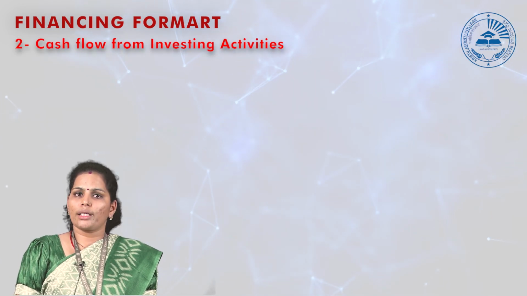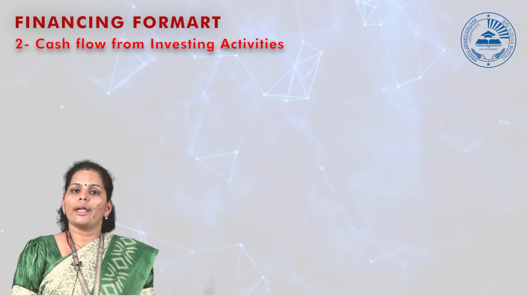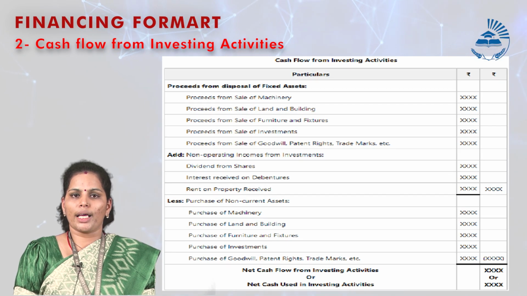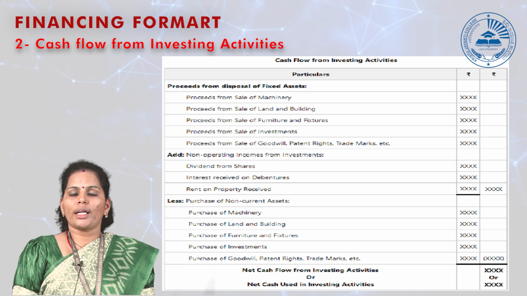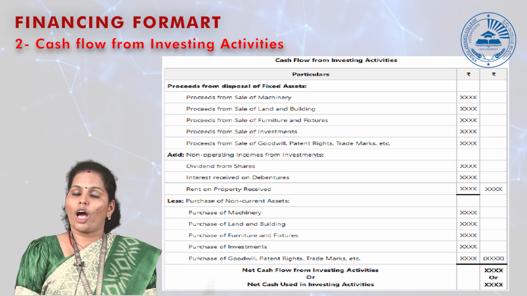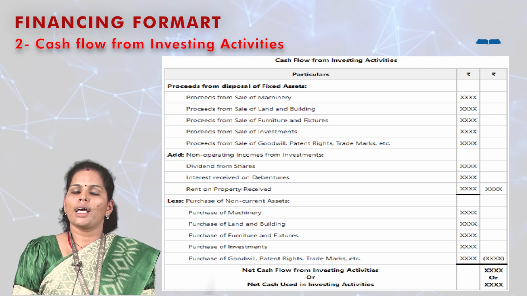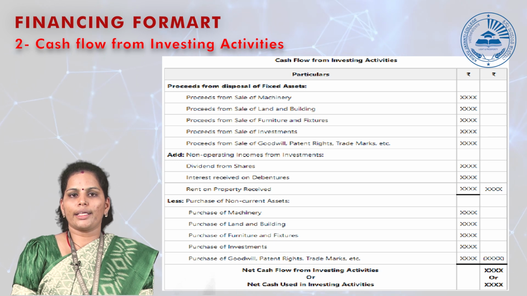How do you find out whether it is inflow or outflow? It's very simple. When you take net profit, add non-operating expenses as well as non-cash items, minus non-cash income, whatever you get, if it is minus, then it is a net outflow of cash. If you get plus, then it is considered a net inflow of cash. The first activity is over.